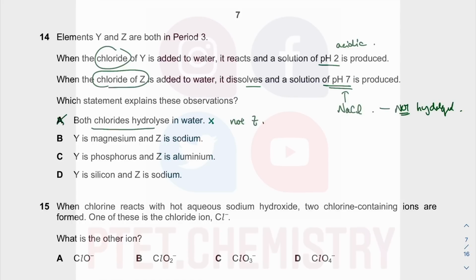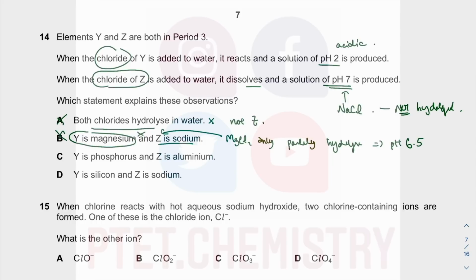Okay. Z is indeed sodium, but Y is not magnesium because magnesium chloride only partially hydrolyzes. When it only partially hydrolyzes, your pH is very weak. It's only around pH 6 or pH 6.5. So B is incorrect.